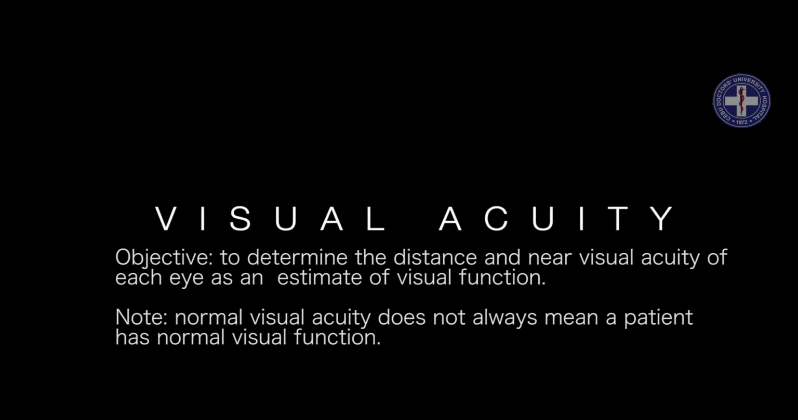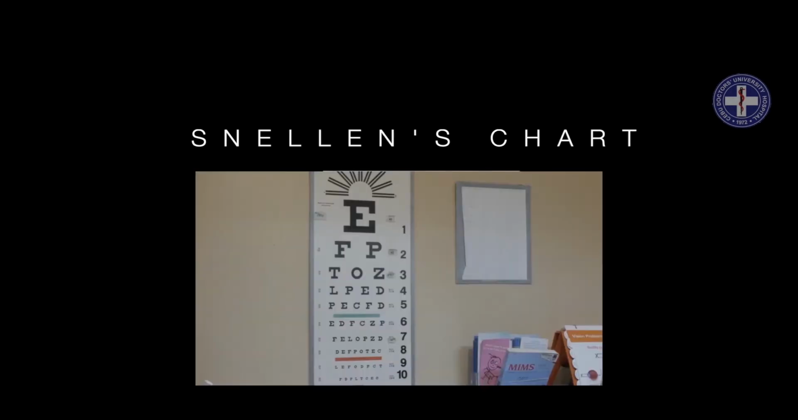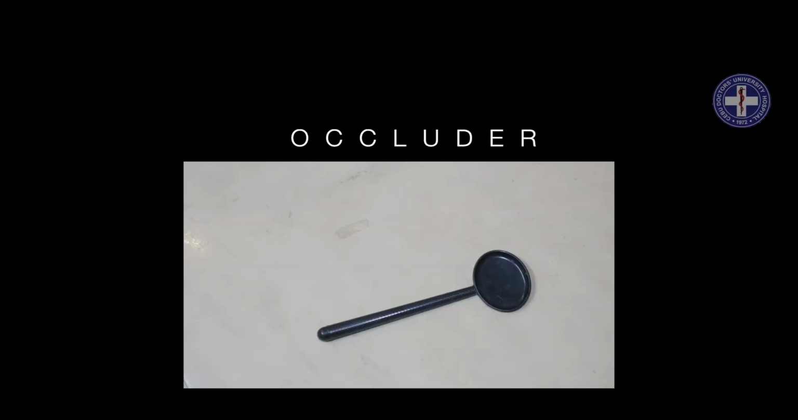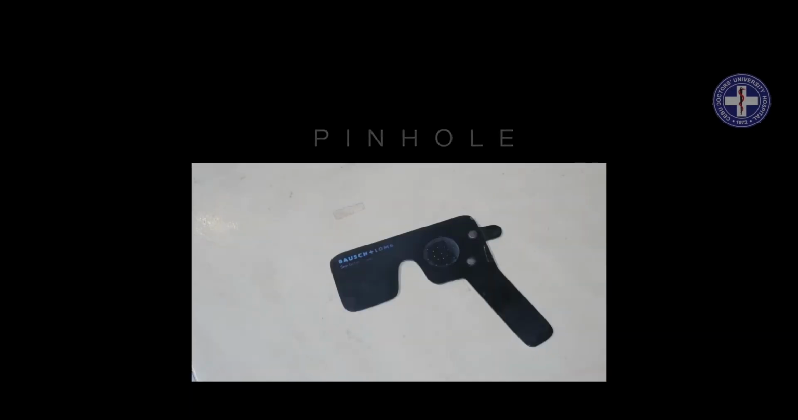The visual function assessment begins with visual acuity. The objective is to determine the distance and near visual acuity of each eye as an estimate of visual function. Note that normal visual acuity does not always mean a patient has normal visual function. You will need a distance acuity chart, or a Snellen's chart, and a reading card, an occluder, and a pinhole.